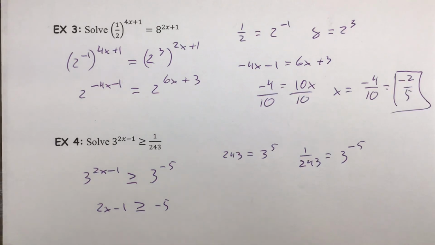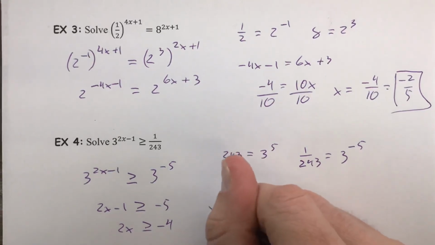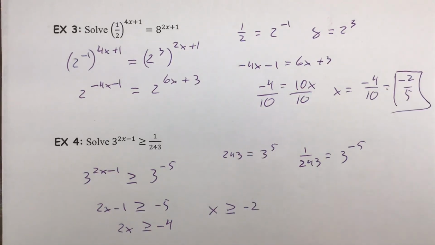We'll solve from here. We'll go ahead and add the 1 over. That's going to give you negative 4. So you're going to get 2x is greater than or equal to negative 4. Divide by 2 on both sides, and you get x is greater than or equal to negative 2. And that's your answer. We did not need to divide or multiply by a negative number, so the inequality never flipped. You can just basically pretend that it's an equal sign throughout.